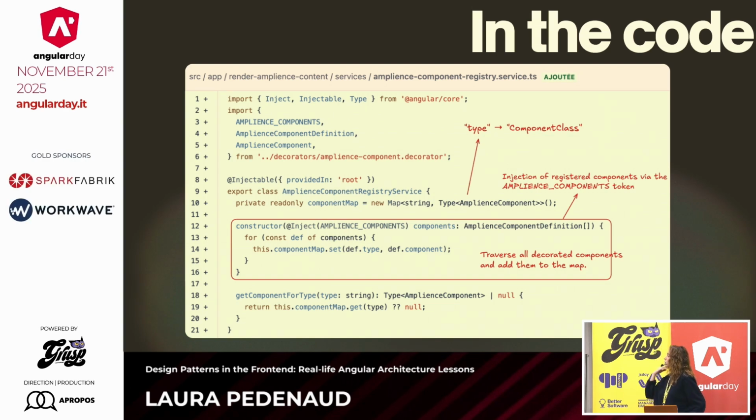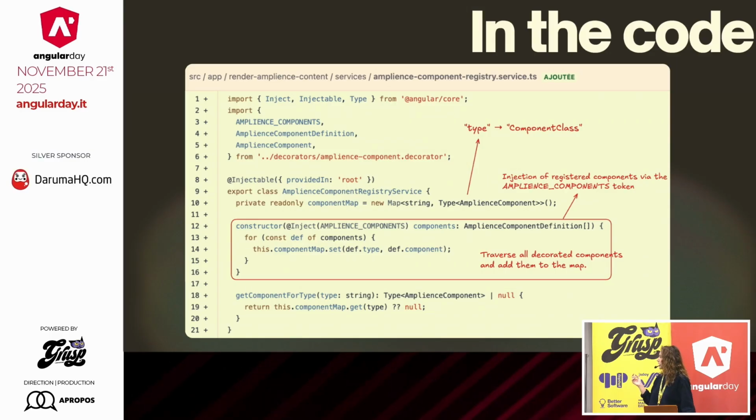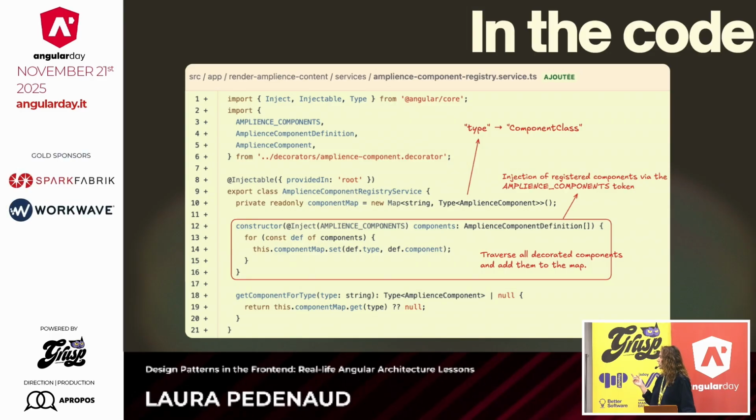So we have our map, as I said earlier, sorry. And then we have the injection of registered components by the appliance components token. And then we traverse all decorated components and add them to the map. So we don't have to do it manually. So this is in the registry service.